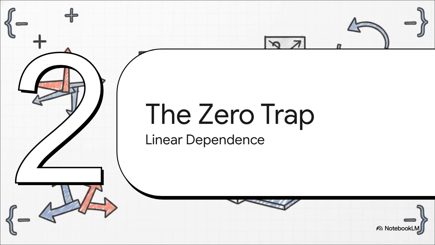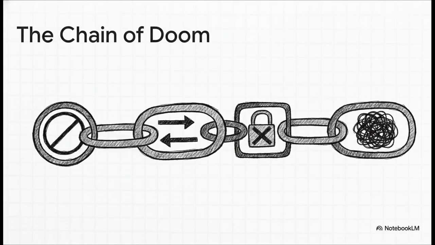Moving right along to part 3, the zero determinant trap. I like to think of this as the chain of doom. In linear algebra, these mathematical statements are completely locked together. If the determinant is 0, it automatically means the columns or rows of your matrix are linearly dependent. Basically, they're just multiples of each other.